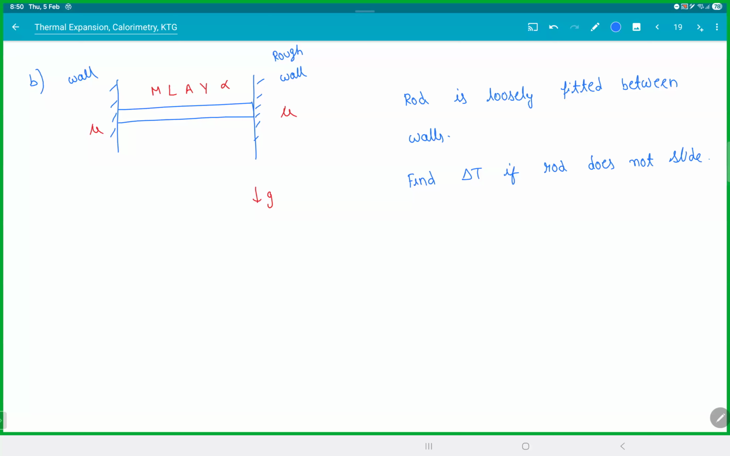Now both are connected. Give it a try. Try. I'll give another 30, 40 seconds. Take a minute.